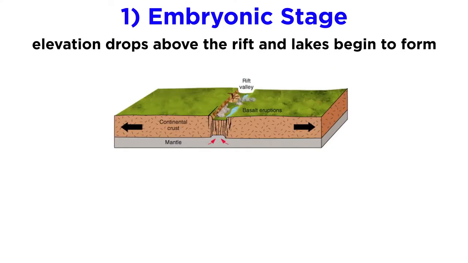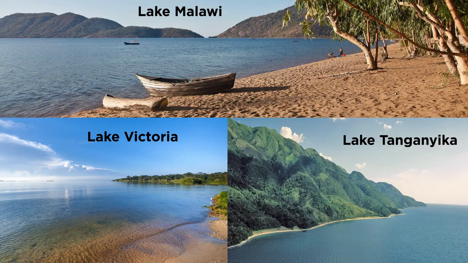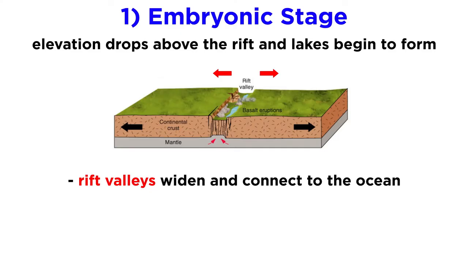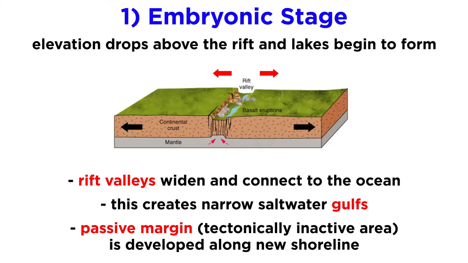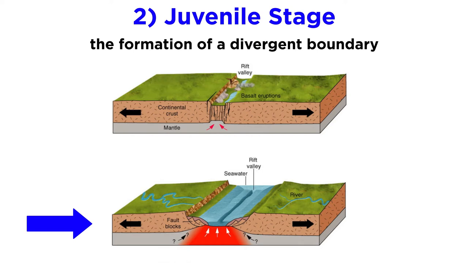Above the rift, surface elevation drops as the crust thins, and deep, elongated lakes begin to form, widening and deepening with time. Lake Victoria, Lake Malawi, and Lake Tanganyika are all examples of rift valley lakes in the East African Rift System. Eventually, the rift valleys become so wide that they connect to the ocean, creating narrow saltwater gulfs, and a passive margin, or tectonically inactive area, is developed along new shoreline. This is the beginning of the juvenile stage of the Wilson cycle.